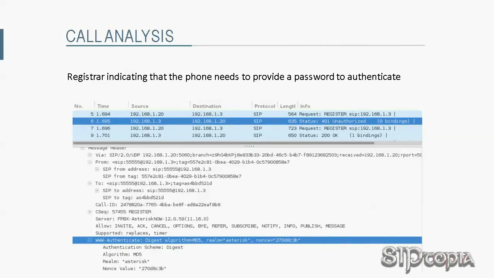Now, this screenshot is the response from the registrar. Keep in mind, in this case, we are using an Asterisk PBX, and it's indicating that the phone needs to provide a password to authenticate. We received 401 Unauthorized. As you can see from the highlighted line, we are given some arguments to use to calculate our response.